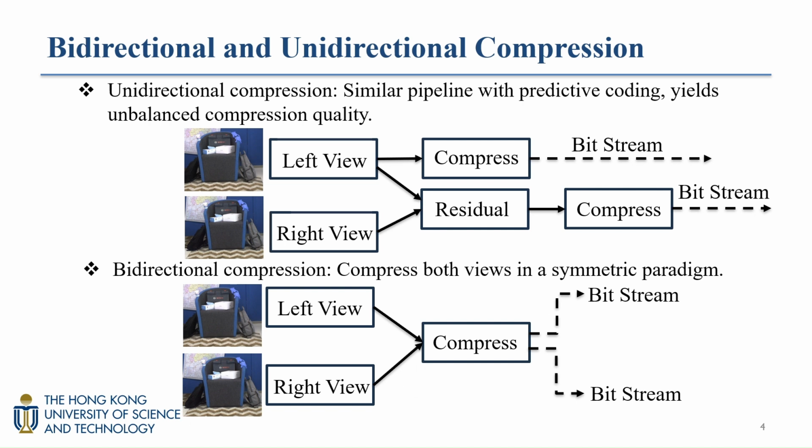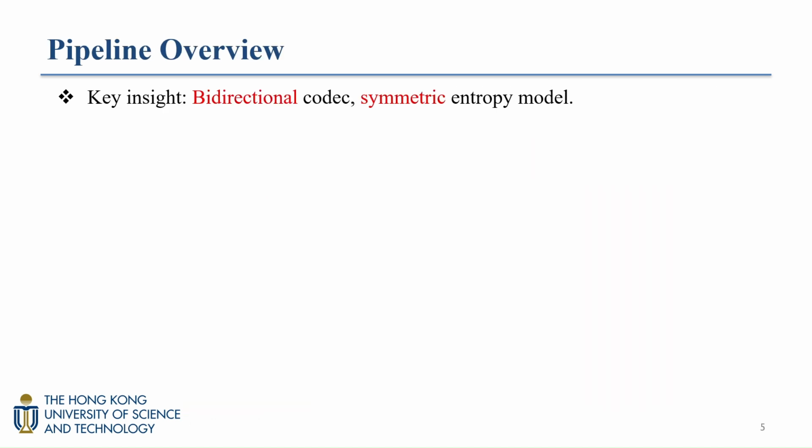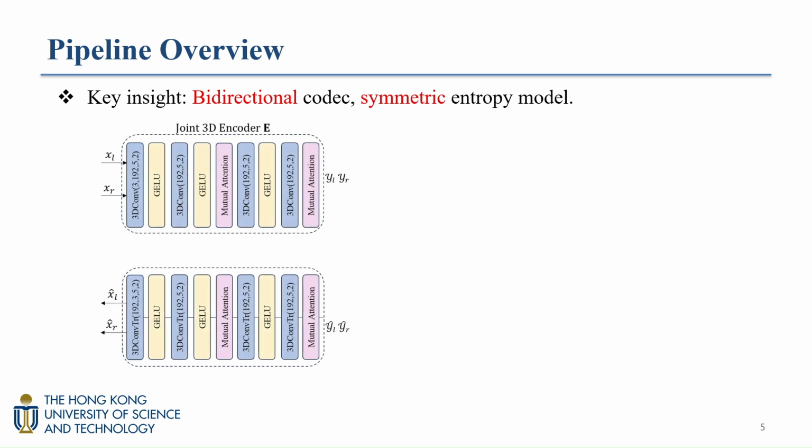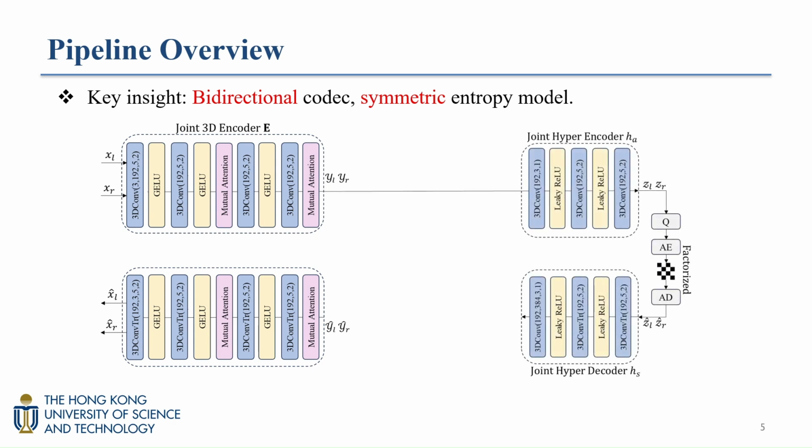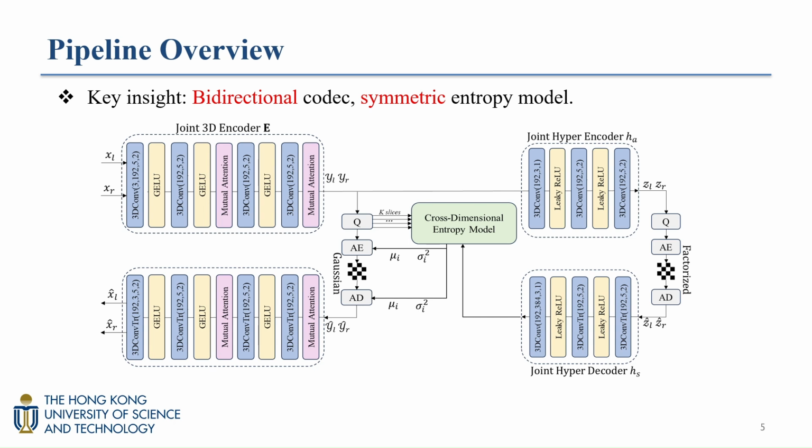Here we illustrate the pipeline of our proposed bidirectional stereo image compression. The joint encoder, composed of 3D convolution layers, takes the stereo views as input. The downsampled latents Y left and Y right are fed into the hyperencoder to obtain the hyperprior to model the distribution of the latent Y. Later, the hyperprior is used in the proposed cross-dimensional entropy model to obtain accurate probability distribution of the latent. In the following, we introduce the modules in the whole pipeline in detail.